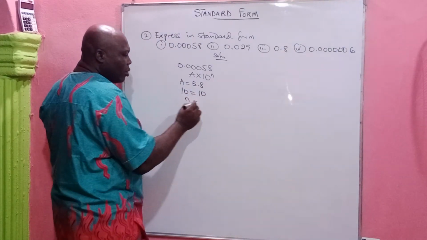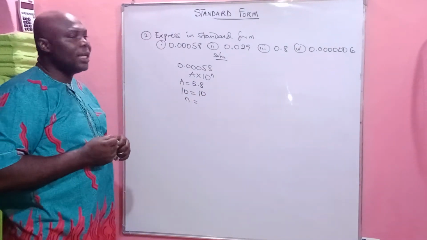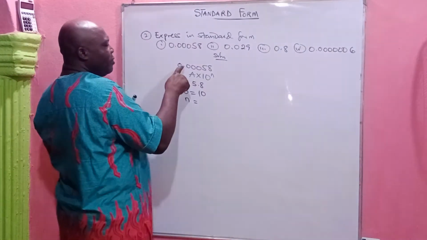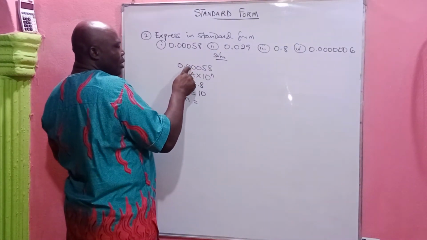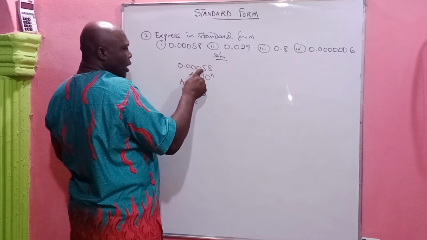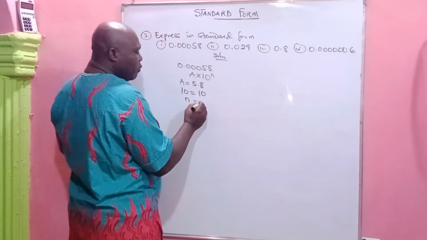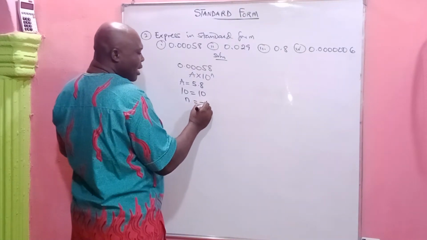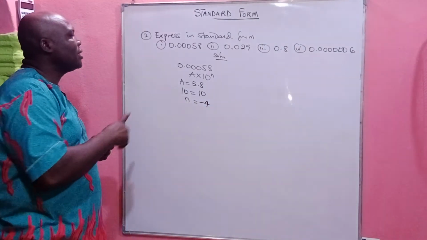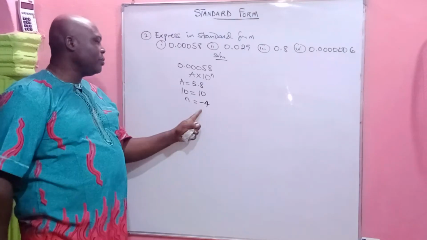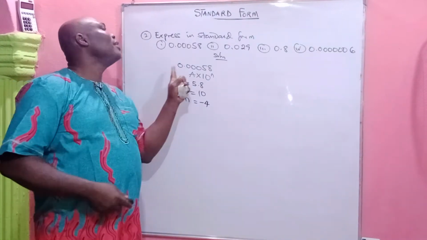And n is the number of times you have moved the decimal point. All right, so it was previously here. So we have 1, 2, 3, and 4 to become 5.8. So we've moved it 4 times. But because this time around we are moving the decimal point anti-clockwise, it means it becomes -4. We are taking it backwardly.